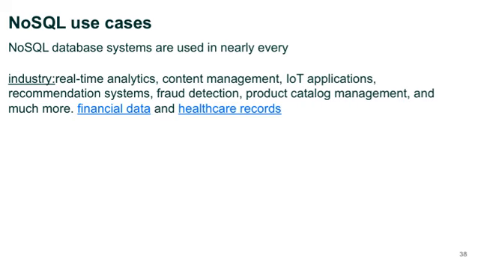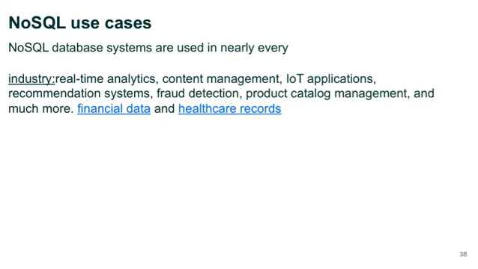In addition, NoSQL databases are a perfect fit for IoT applications, where vast amounts of data from connected devices need to be stored and processed quickly. Recommendation systems, like those used by streaming services or online retailers, rely heavily on NoSQL to deliver personalized content to users. Fraud detection is another critical area, especially in finance, where rapid identification of suspicious activity can prevent major losses.